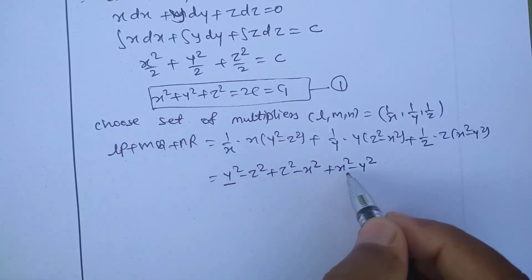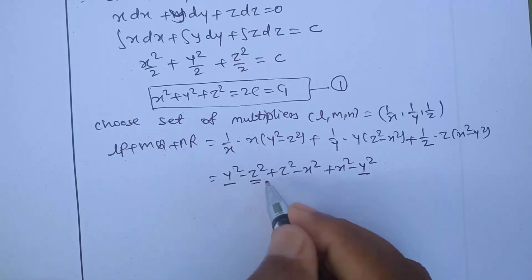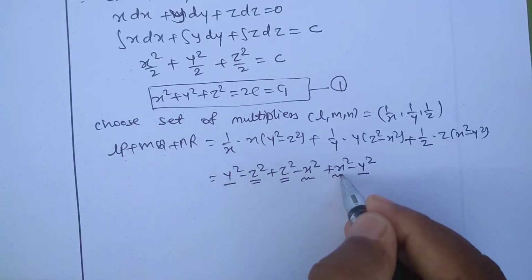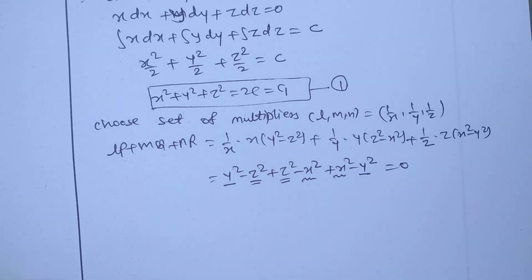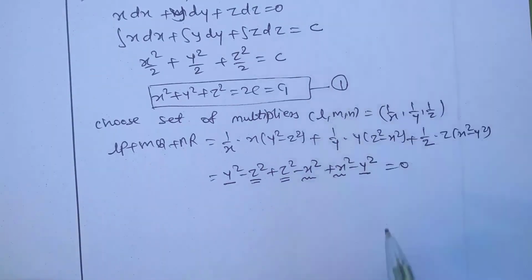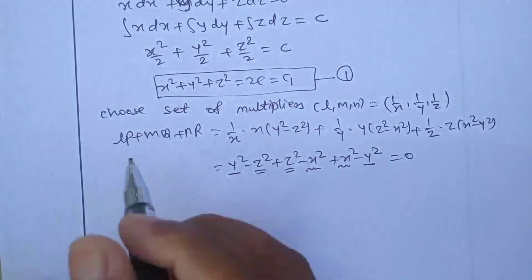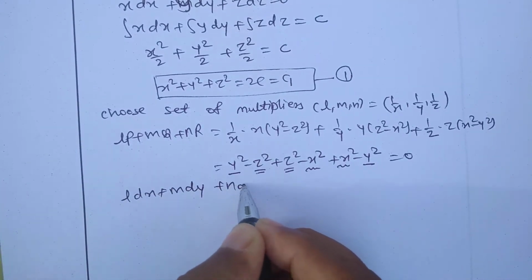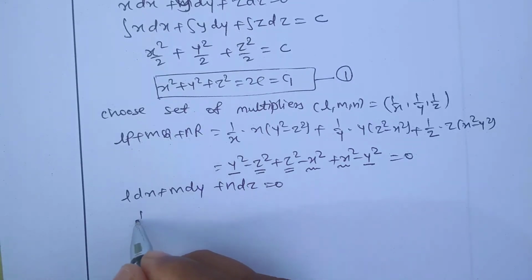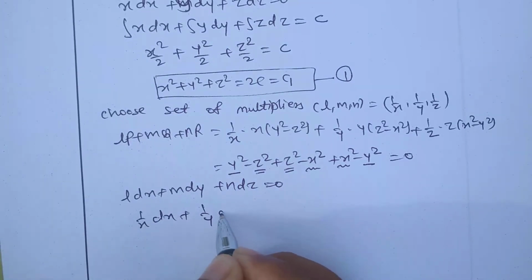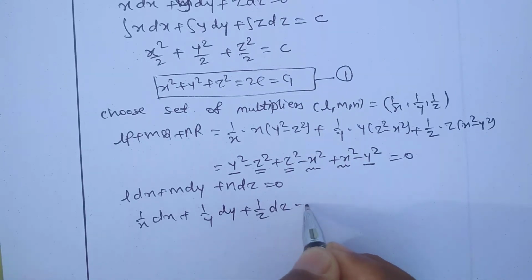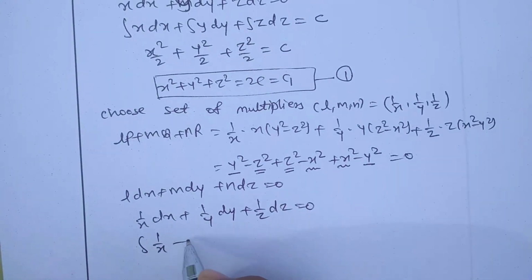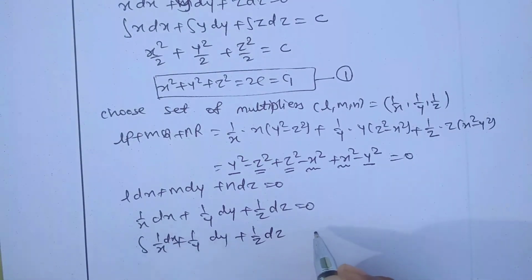So see, this y square and this minus y square get cancelled. Minus z square plus z square get cancelled, and minus x square plus x square get cancelled, you will get 0. LP plus MQ plus NR equals to 0. That means this set of multipliers is correct for this example. So we can consider L dx plus M dy plus N dz equals to 0. Value of L is 1 upon x dx plus 1 upon y dy plus 1 upon z dz equals to 0.